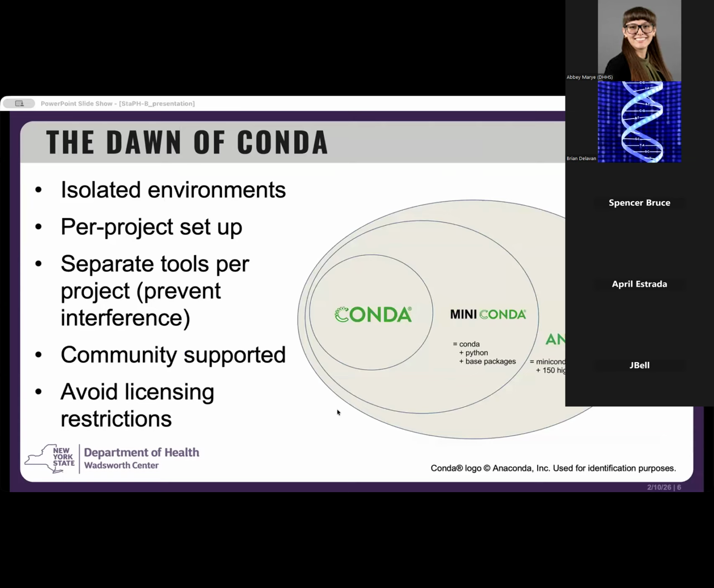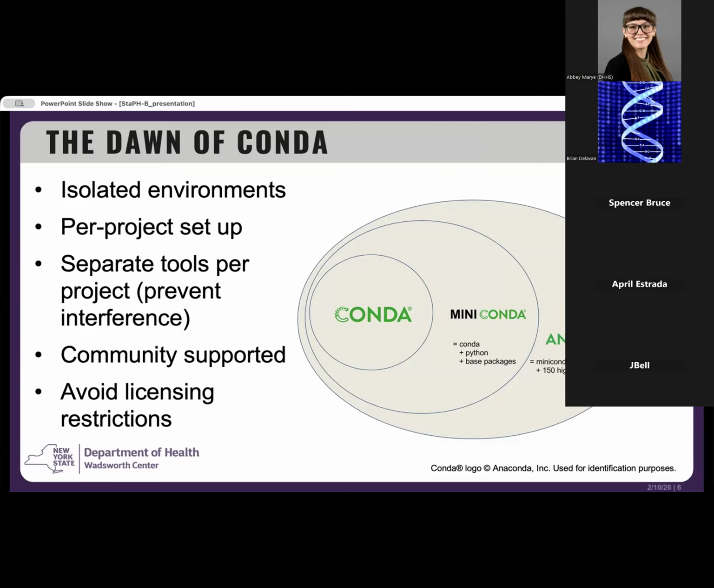Okay, Conda. So Conda emerged because those basic methods we just discussed don't scale well once you have multiple projects, tools, and people sharing the same systems, right? So what does Conda give us? It gives us these isolated environments, and that's really what Conda is all about.